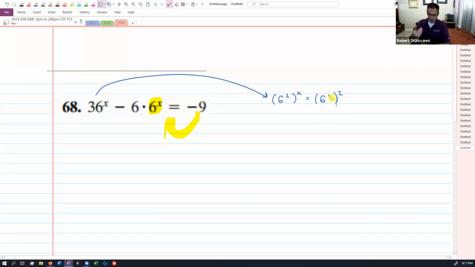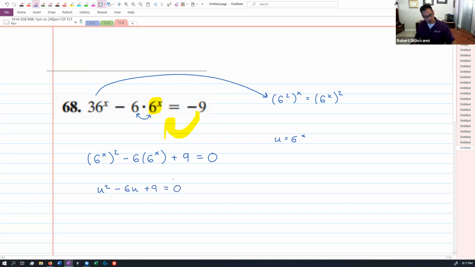So those basically can interchange places. And so this becomes 6 to the x squared minus 6 times 6 to the x. Again, you cannot multiply those together. Order of operations, can't keep those apart. And then plus 9 equals 0. Make my substitution. U is 6 to the x. So this becomes u squared minus 6u plus 9 equals 0.